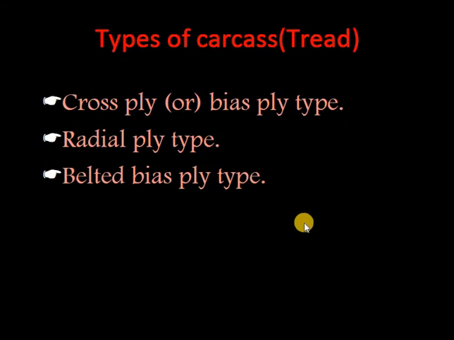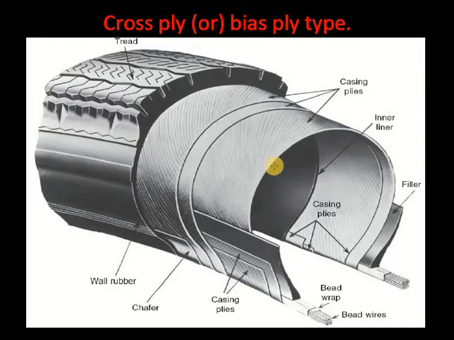Types of carcass or tread: cross ply, also called bias ply type, radial ply type, and belted bias type. The first one is the cross ply or bias ply, in which the casing plies are taken in a cross way with the inner lining. Casing plies are shown. These are the bead wires and bead wrap, which is provided to hold the whole bunch of bead wires. Casing plies are provided.